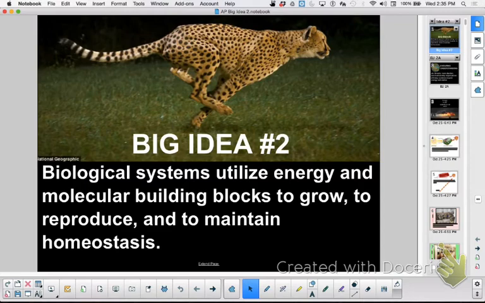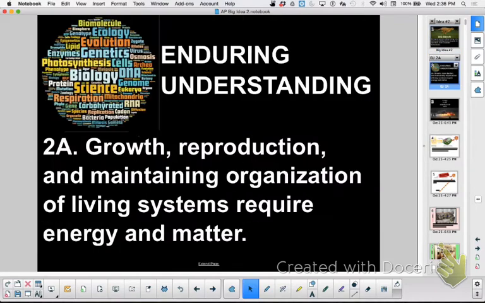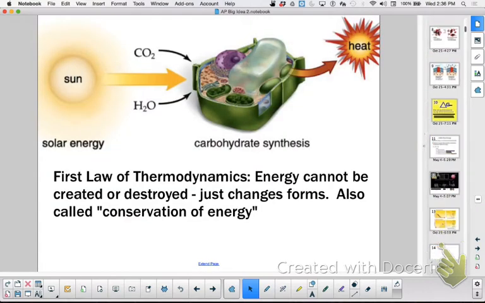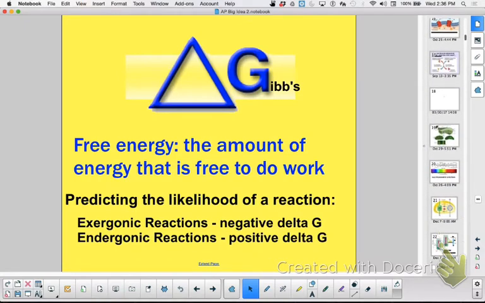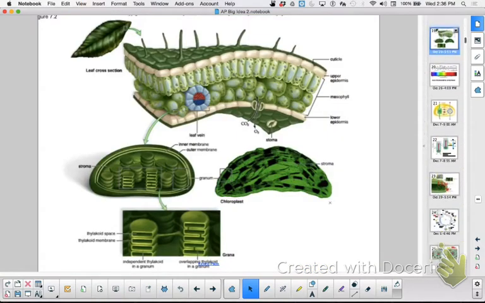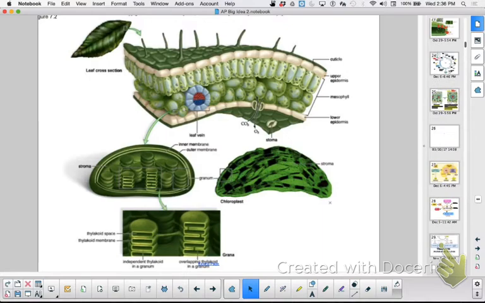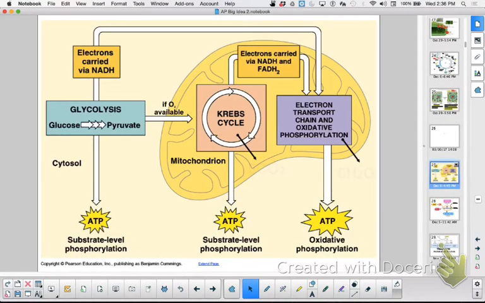We are continuing, we started Big Idea 2 about biological systems utilizing energy and molecular building blocks to grow, to reproduce, and maintain homeostasis. We started working on Enduring Understanding 2A, about growth, reproduction, and maintaining organization of living systems requiring energy and matter. We have already reviewed the laws of thermodynamics and delta G, and we already discussed photosynthesis, and now we are moving on to cellular respiration.